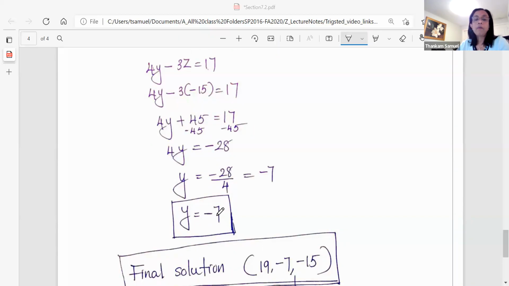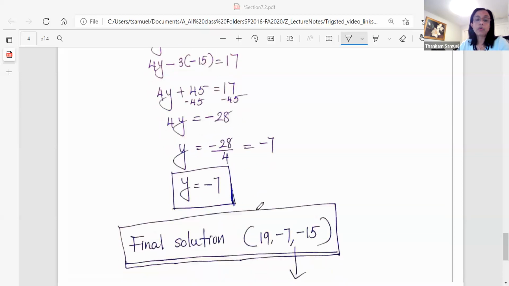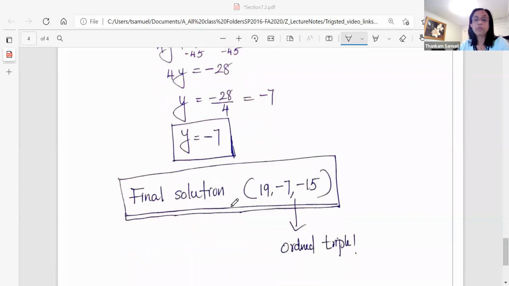So we got the values of the 3 variables, x, y, and z. We can write the final solution as an ordered triple: the x value, then the y value, and lastly the z value. So the final solution is 19, then negative 7, negative 15. It's an ordered triple. We have to write the solution in terms of an ordered triple.